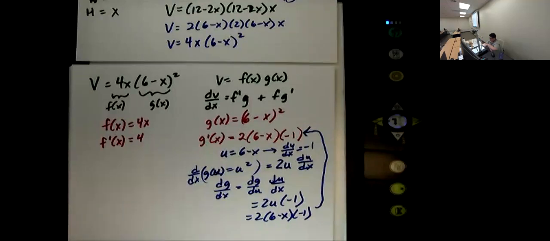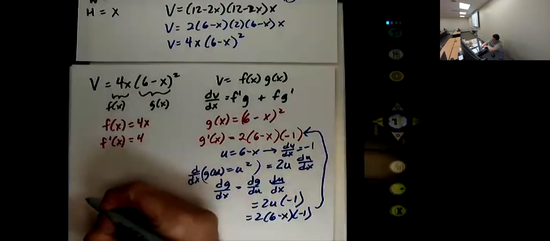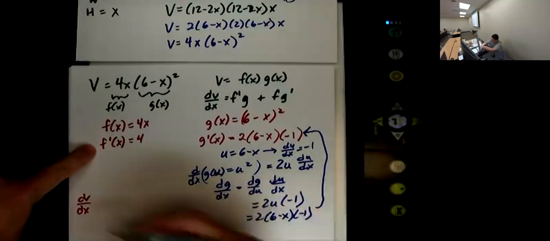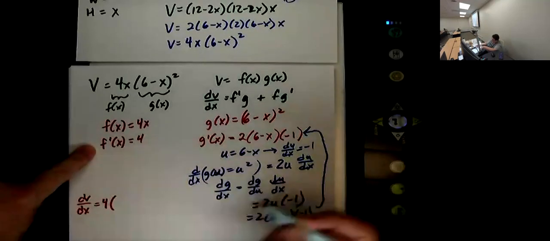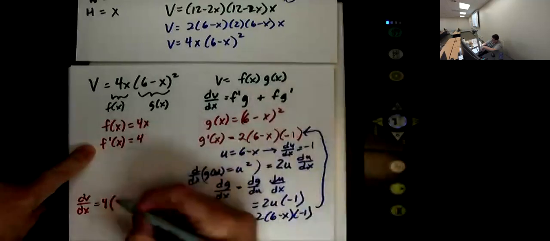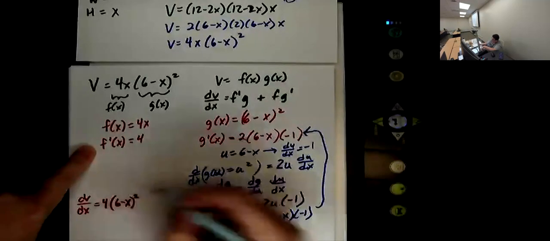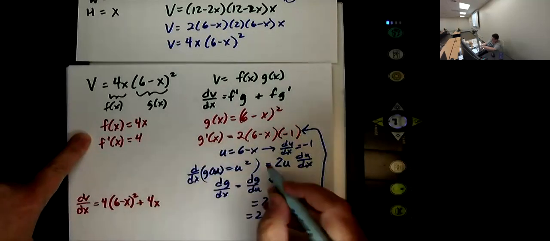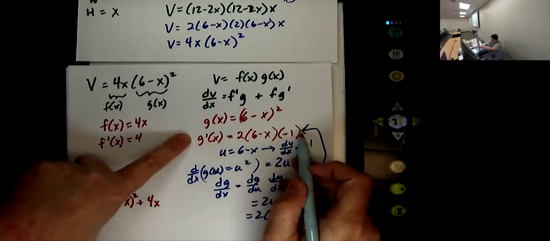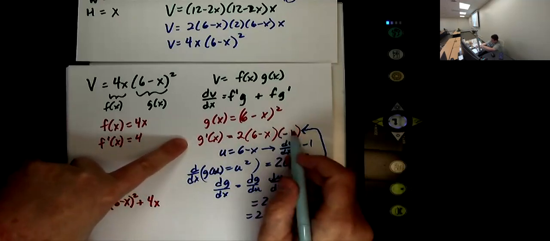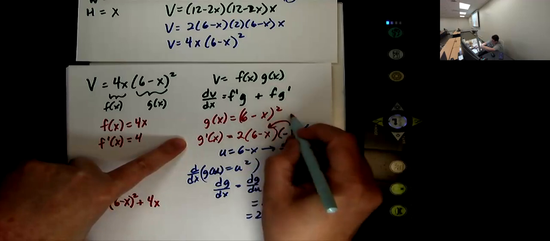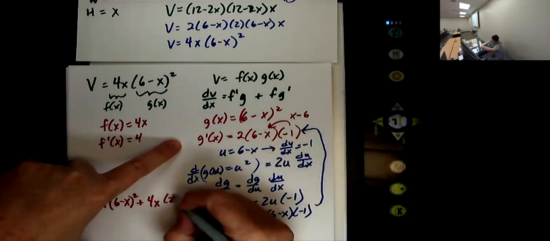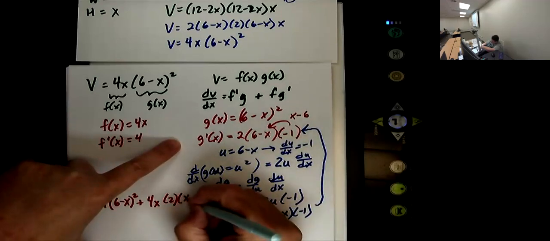So let's put this together. dv/dx equals f prime, which is 4, times g of x, which is (6 minus x) squared. And then we've got a plus f, which is 4x, times this. Let's put the negative inside, which will make this x minus 6, times 2 times (x minus 6).